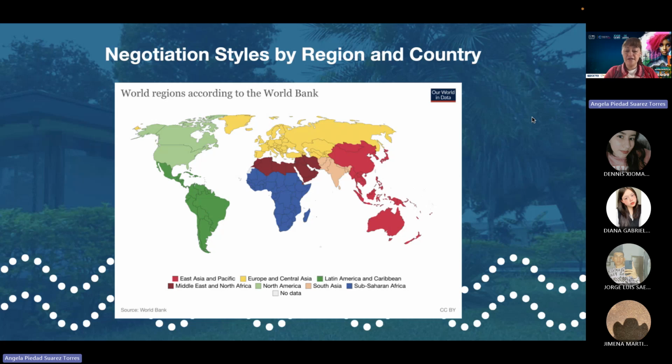So it's very different. Now we move to Germany, which is a neighbor of France, and they are very direct. They're fact-based, so they need just data, information, numbers.